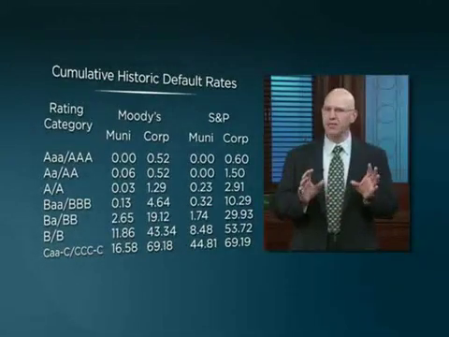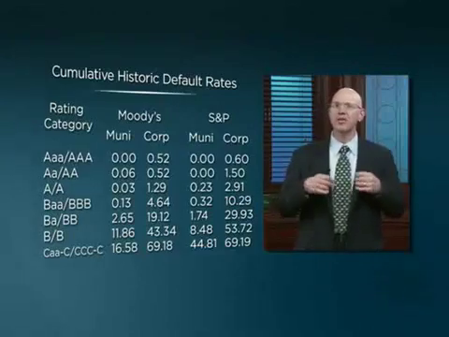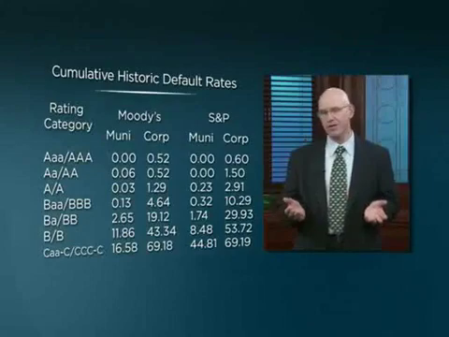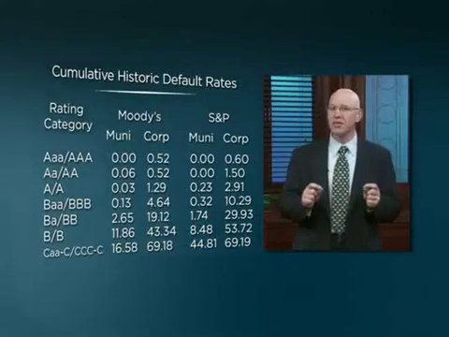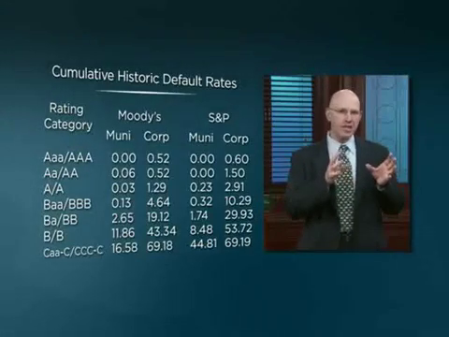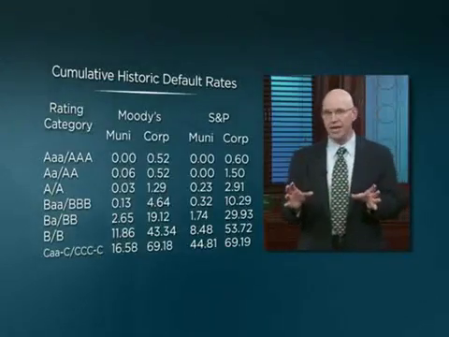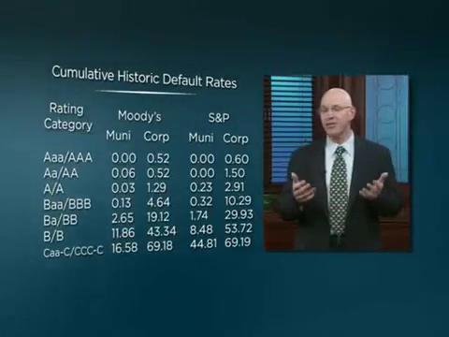Now, this isn't a default probability because it's showing you the fraction of all bonds over a very long period of time that have ever defaulted. But it does give you an indication of the amount of risk that you'll take on if you maintain a ladder of bonds in a certain ratings category for a long period, say 30 years or more.